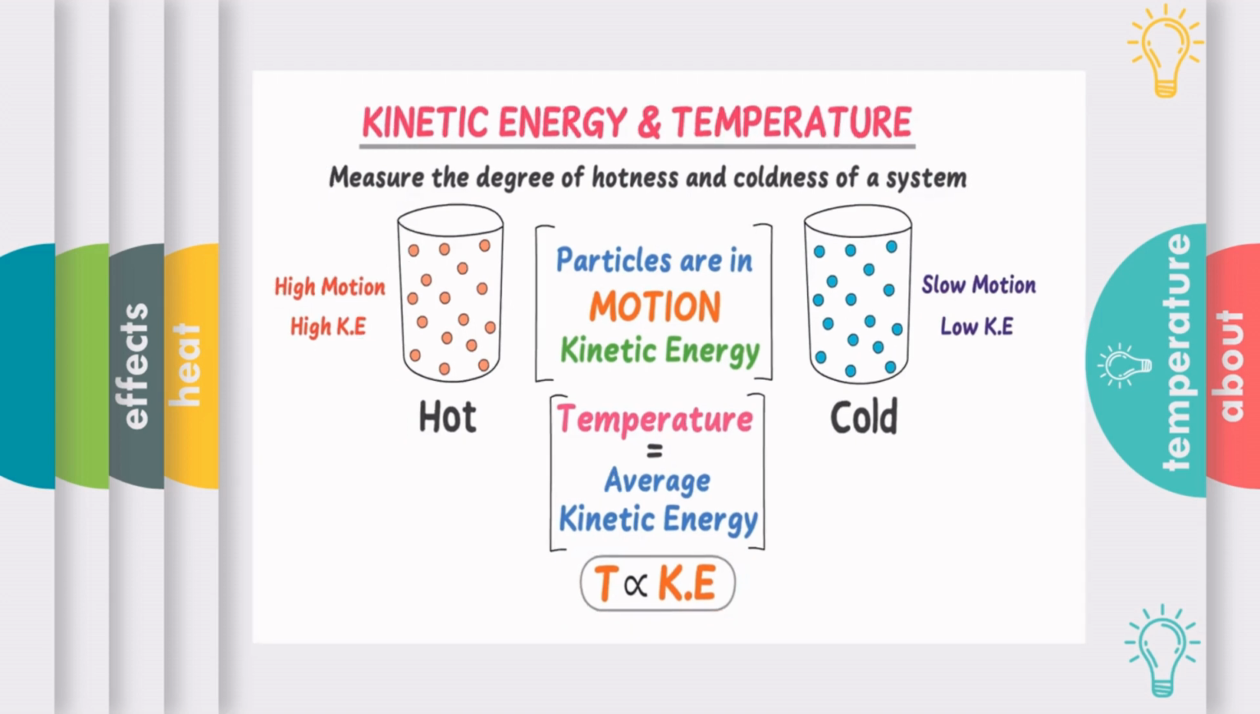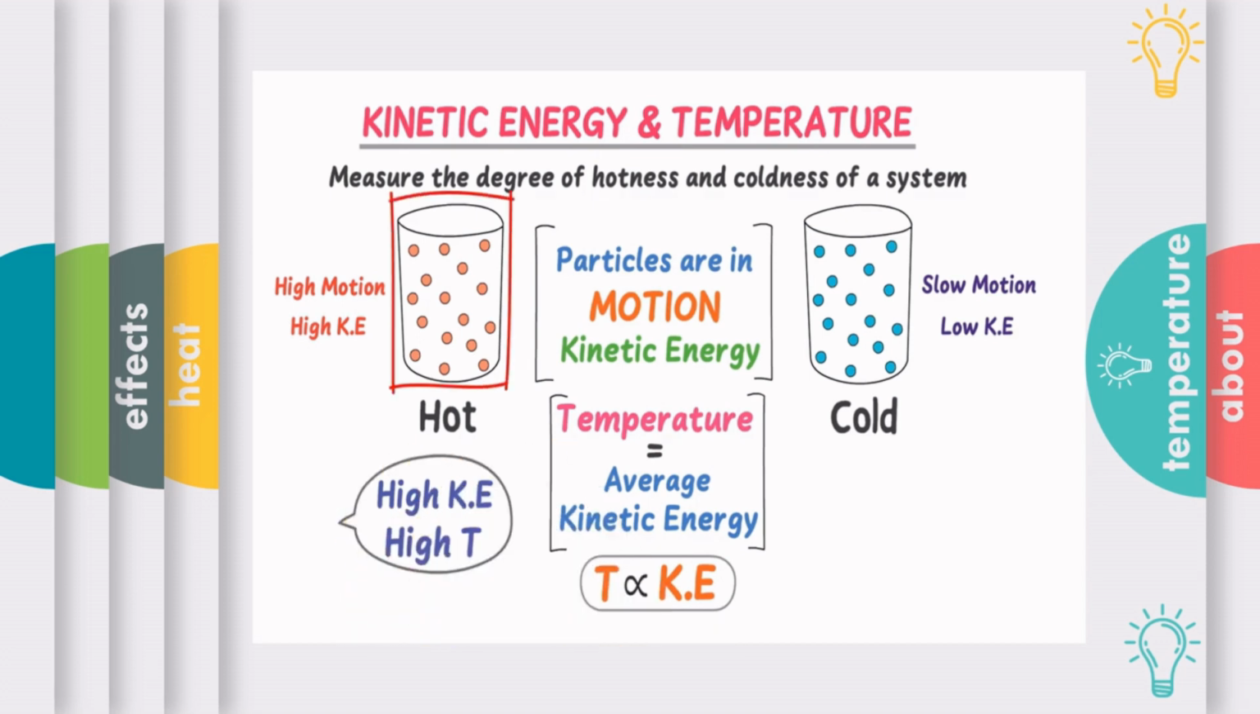Now let me ask you, why is the temperature of this hot object high? Yes, you're right, because the particles within the cylinder possess high kinetic energy due to high motion. And we know that temperature is directly proportional to kinetic energy. High kinetic energy means high temperature. Hence, the temperature of this system is high.